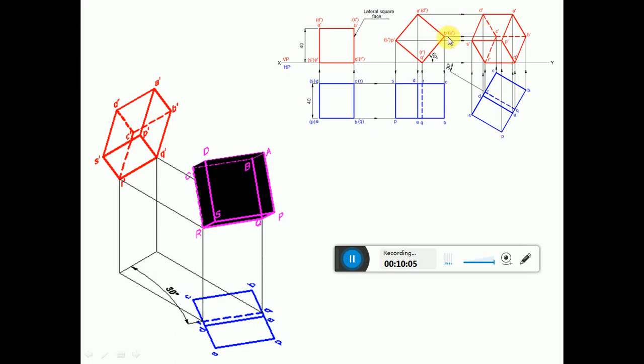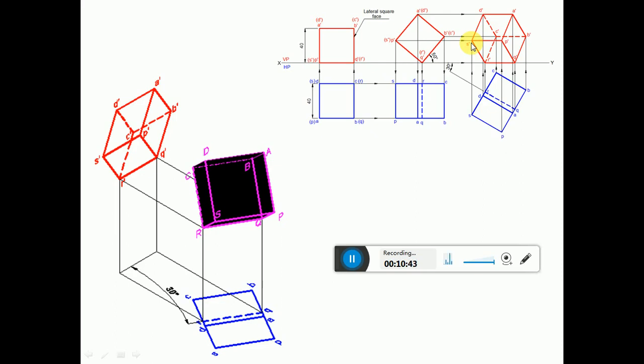Similarly, draw a horizontal projector from B dash C dash and draw a vertical projector from B and C to intersect at B dash and C dash. Then join A dash to B dash to C dash to D dash and D dash to A dash with a continuous thin line. Similarly, join P dash to Q dash to R dash to S dash and S dash to P dash with a continuous thin line. Then join A dash to P dash, B dash to Q dash, C dash to R dash and D dash to S dash. All these edges have been joined with continuous thin lines.